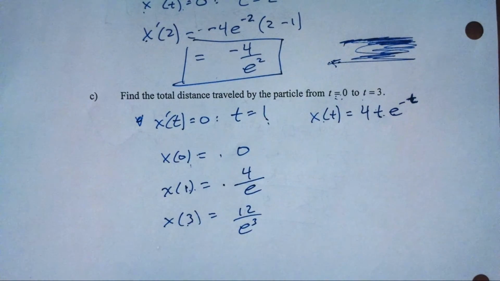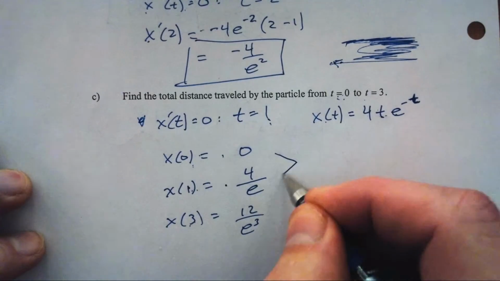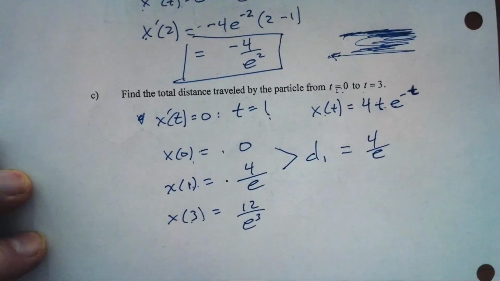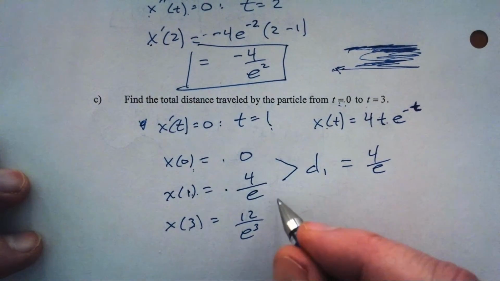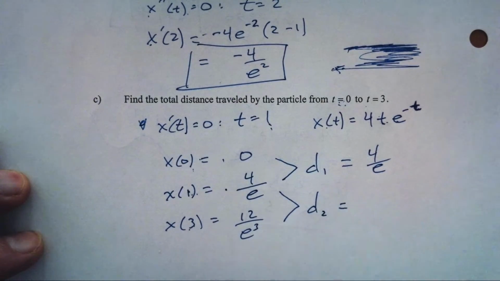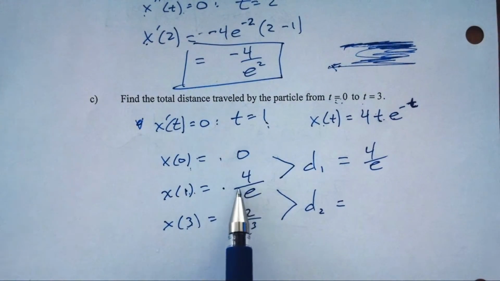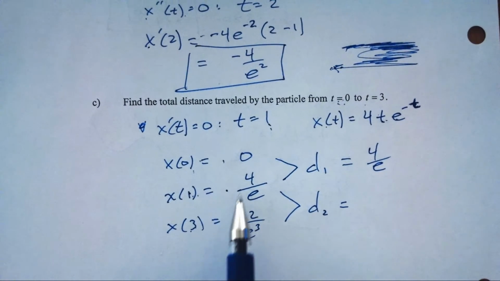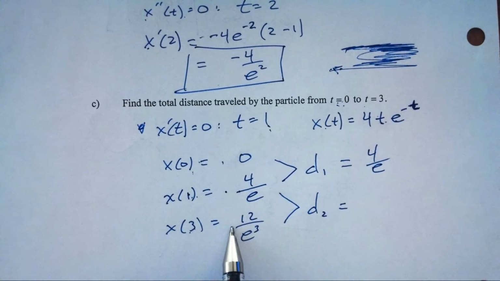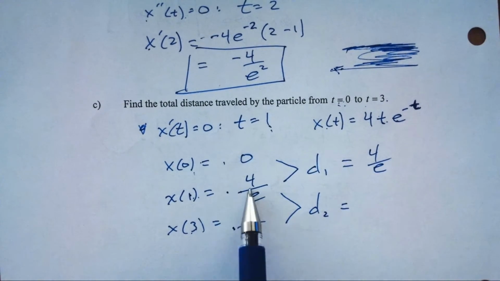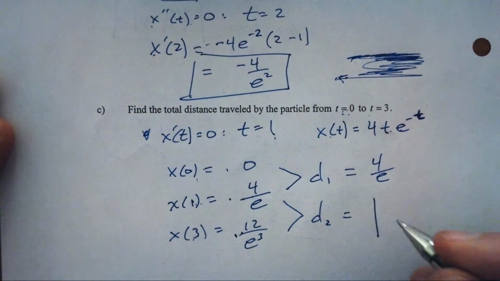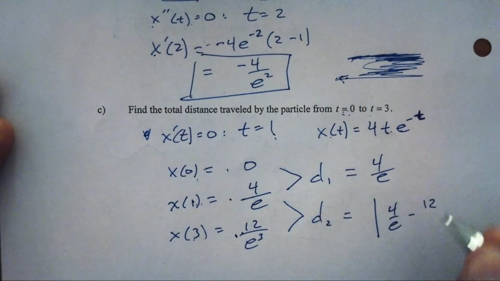So you could go ahead and analyze and figure out when we're moving right, when we're moving left. But I know that if I call this D1, my first trip, I went 4 on e, whatever that is. My second trip, if I call this D2, let's say I was at 3 and I ended up at 8. I traveled 5. What if I was at 8 and I ended up at 3? I traveled 5. Can't I just subtract these and just make sure my answer is positive? So I could represent that with absolute value 4 on e minus 12 on e cubed.